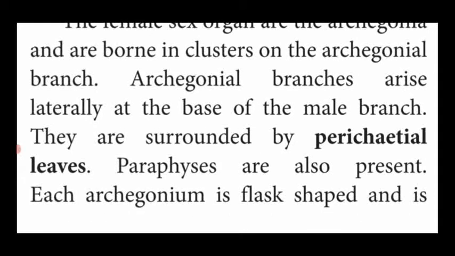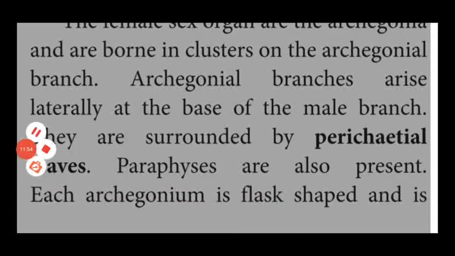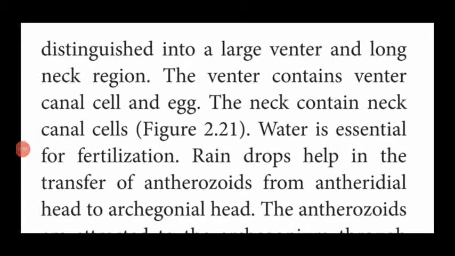Here also the archegonia are separated by slender, long leaf-like structures known as paraphysis. The shape of the archegonium is flask shape. We already saw this in Marchantia also. The shape of the archegonium is what? Flask shaped, which is divided into a large venter and a long neck region. That means the basal portion of a flask is known as the venter, and the slender neck-like region is known as the neck.